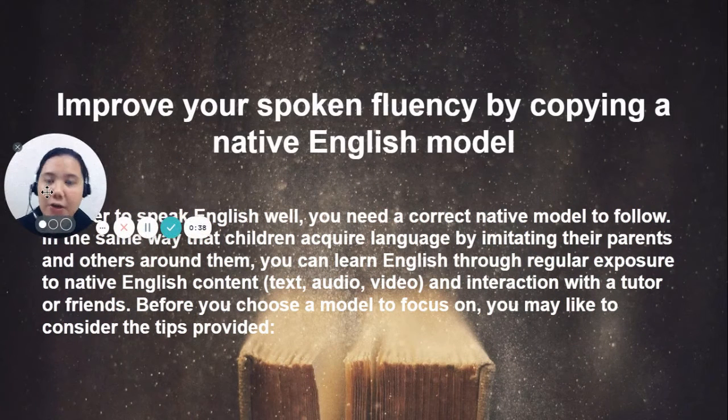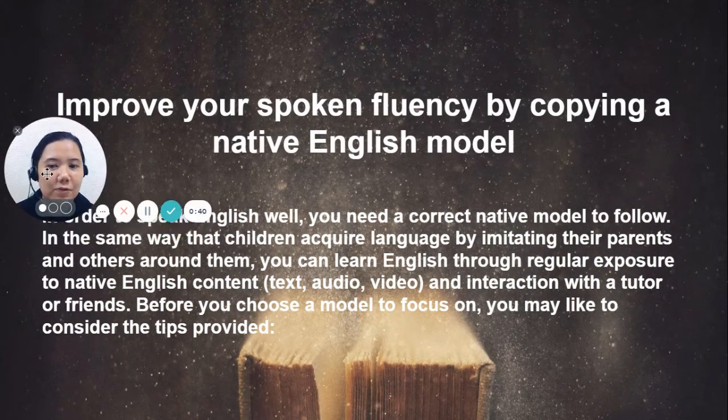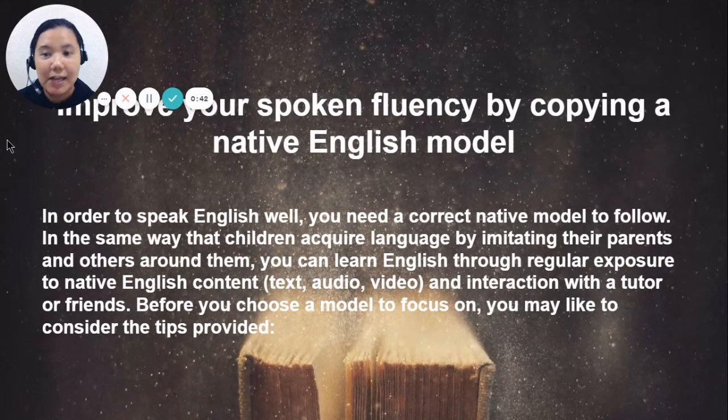To improve your spoken fluency, you have to copy a native English model. In order to speak English well, you need a correct native model to follow. It's really the same way children acquire a language, by imitating their parents and others around them. So you can learn English through regular exposure to native English content. This can be through text, audio, or even video, and interaction with a tutor or friends.